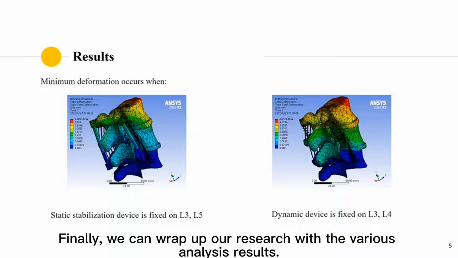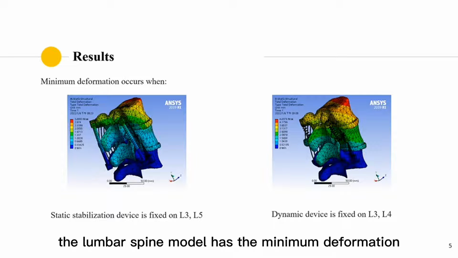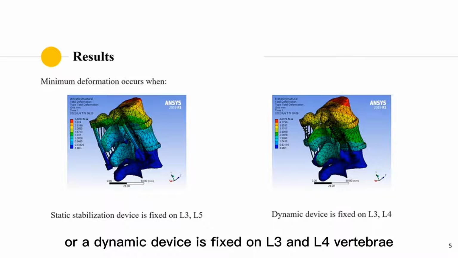Finally, we can wrap up our research with the various analysis results. For instance, we discovered that the lumbar spine model has the minimum deformation when a static stabilization device is fixed on L3 and L5 vertebrae, or a dynamic device is fixed on L3 and L4 vertebrae.